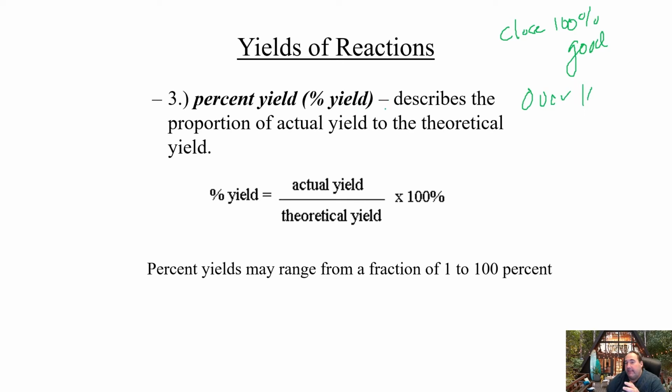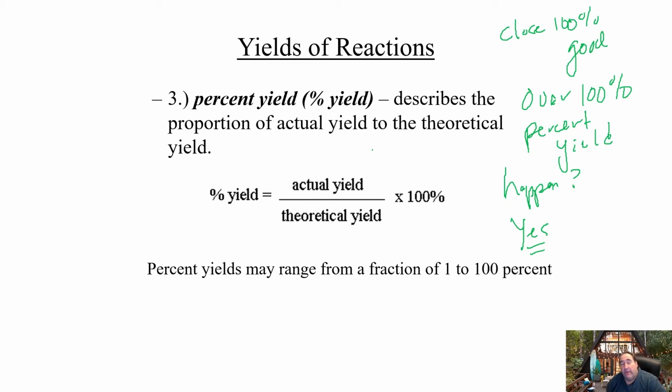Close to 100%, 90, 95, 98%, is a really good yield. Over 100% yield, could it happen? The answer is yes, it can happen. The other answer is that it's not usually a good thing. If you get over 100% yield, most often you probably screwed up somewhere. In a real situation, you really shouldn't get over 100% yield. It usually means some type of error happened.